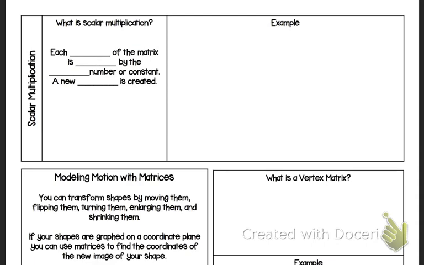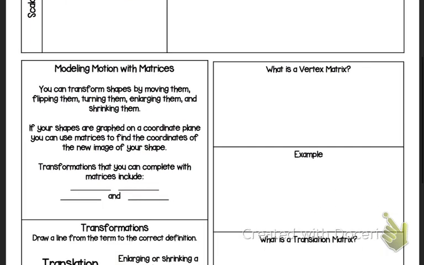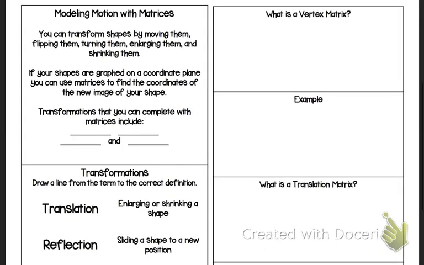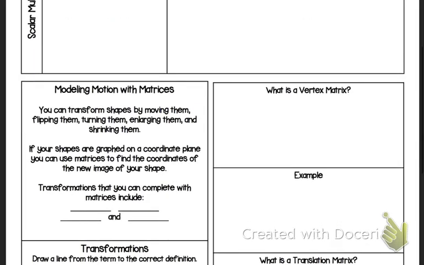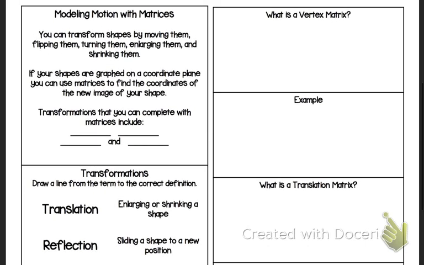Today we're going to be talking about some more geometric transformations, but using matrices to figure those out. So we're down here at modeling motion with matrices. We did the scalar multiplication up here last time. It says you can transform shapes by moving them, flipping them, turning them, enlarging them, and shrinking them. If your shapes are graphed on a coordinate plane, you can use matrices to find the coordinates of the new image of your shape.